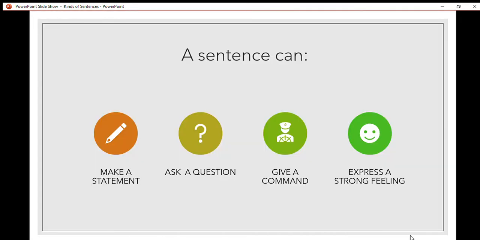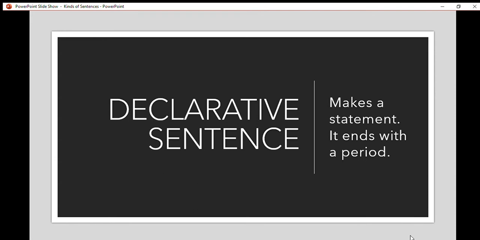So a sentence can make a statement, it can ask a question, it can give a command, or it can express a strong feeling. So those are the components. Make a statement, ask a question, give a command, or express a strong feeling. Let's look at some types of sentences.